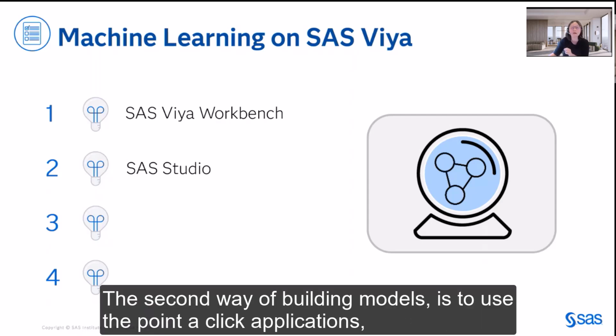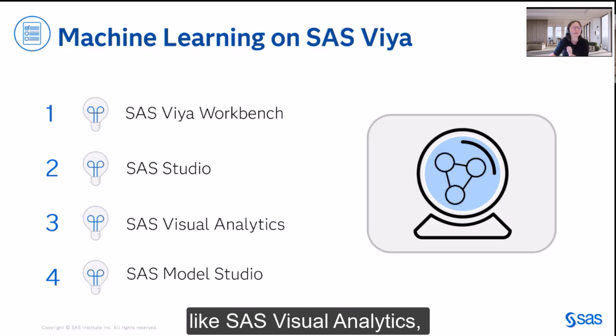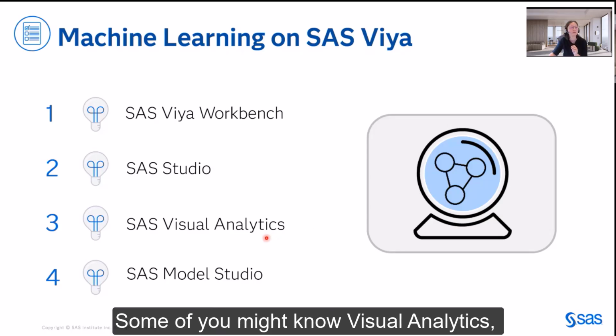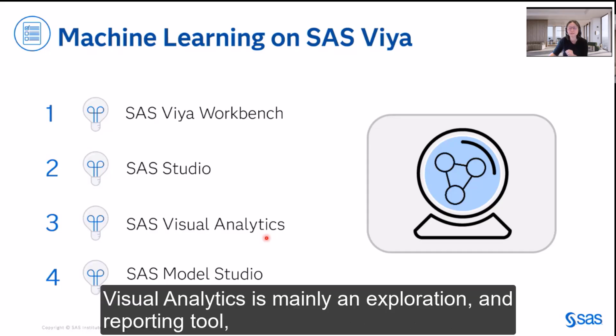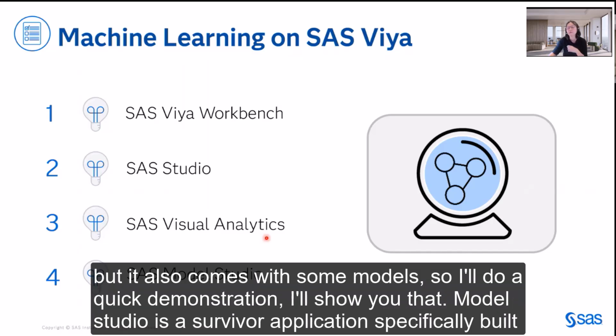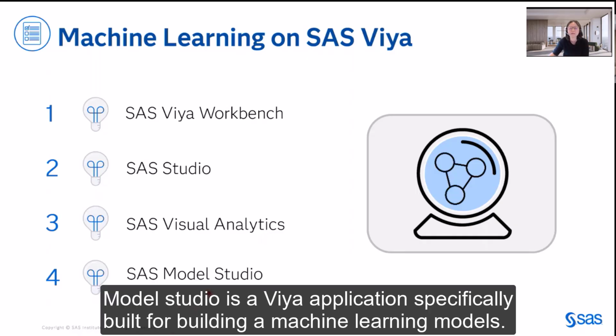The second way of building models is to use the point-and-click applications like SAS Visual Analytics and Model Studio. Some of you might know Visual Analytics. Visual Analytics is mainly an exploration and reporting tool, but it also comes with some models. So I'll do a quick demonstration and show you that. And Model Studio is a Viya application that is specifically built for building machine learning models.